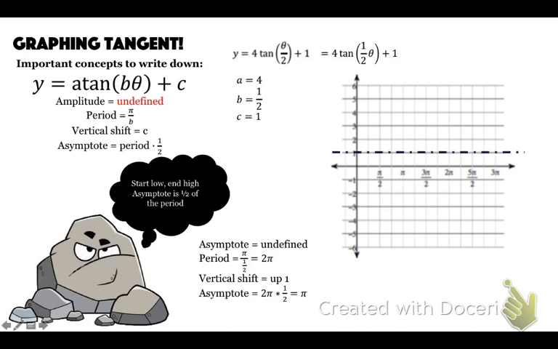Okay, so if I go up 1, there's my vertical shift. My asymptote there is at pi, and then that's 1, 2, 3, 4, so I'm going to go 8 more over to 3 pi. Start there, start low and high, start low and high.